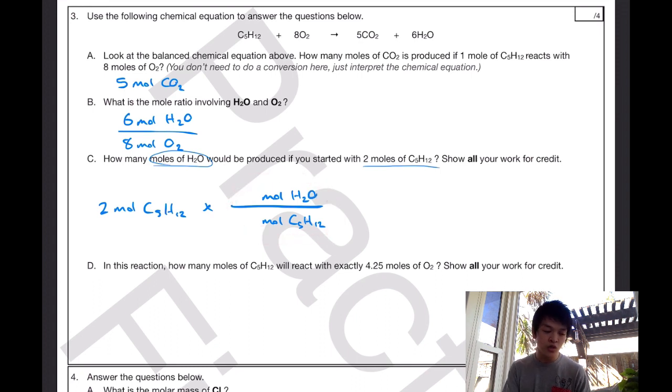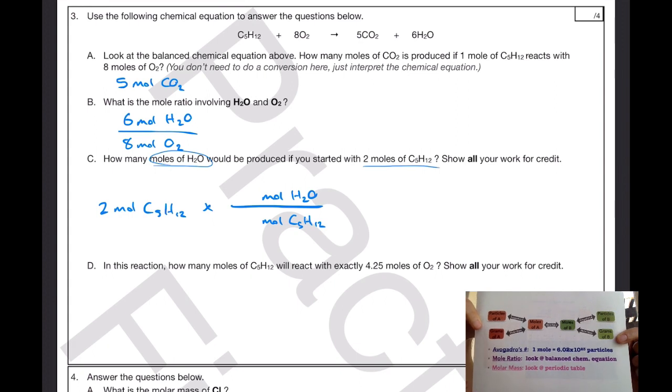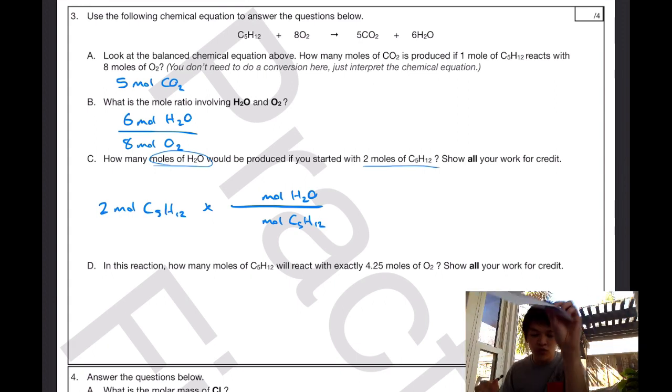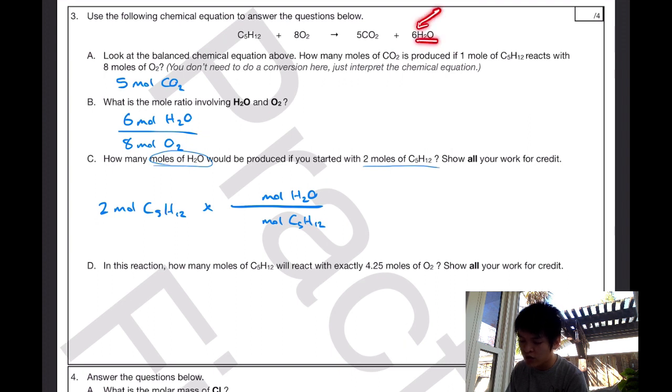Anytime you have a mole ratio, where are you supposed to look? You look at the balanced chemical equation. Our balanced chemical equation is on the top right here. How many moles of H2O are there? 6. How many moles of C5H12 are there? Just 1. So we have 6 moles of H2O, 1 mole of C5H12.